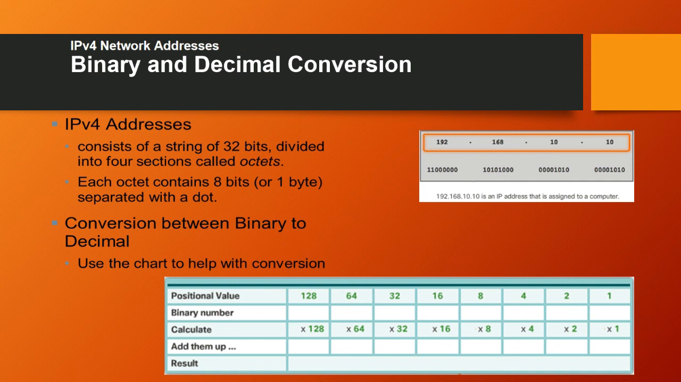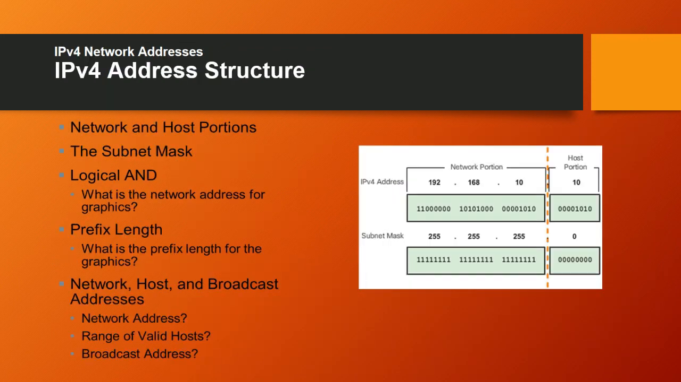Conversion between binary and decimal. Let us take a look at the chart so we are able to understand. It has positional value, binary number, calculate, add them up, and result. In positional value we have 128, so to calculate, 128 by 128, 64 by 64, 32 by 32, 16 by 16, 8 by 8, 4 by 4, 2 by 2, 1 by 1. Let's move on to IPv4 address structure.